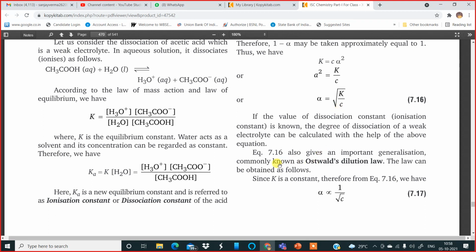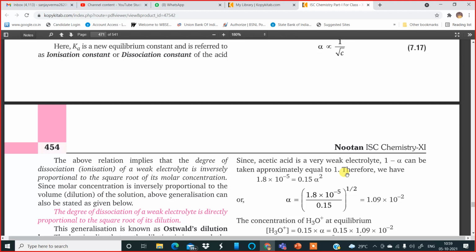Okay, a very important generalization known as Ostwald dilution law was formulated. This law is obtained by this relation: alpha is proportional to 1 by root under C, because capital K is a constant. So the degree of dissociation of a weak electrolyte is inversely proportional to the square root of its concentration. The above relation implies that the degree of dissociation of a weak electrolyte is inversely proportional to the square root of its molar concentration.